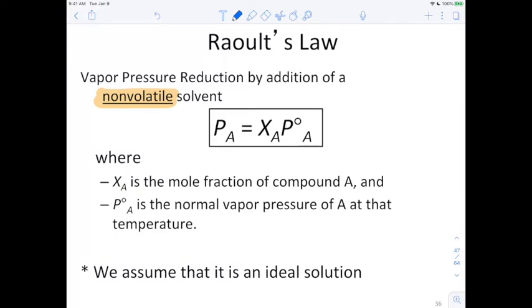All right, so here it says XA is the mole fraction of compound A, and P in this little guy right here is called a naught. It refers to standard conditions. So P naught A is the normal vapor pressure of A at that temperature. I like to think of this little naught more like an O, and I think of that as our original pressure. So here we're going to have our original pressure times the mole fraction.